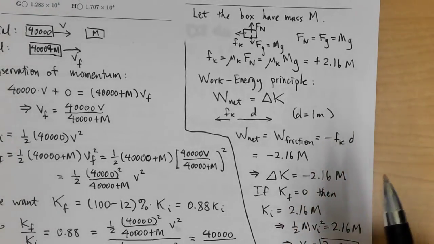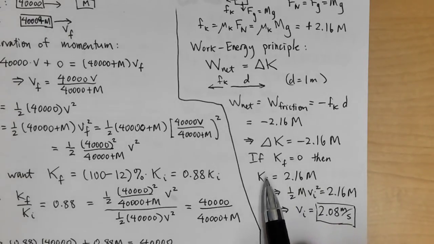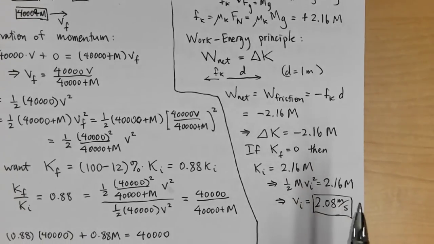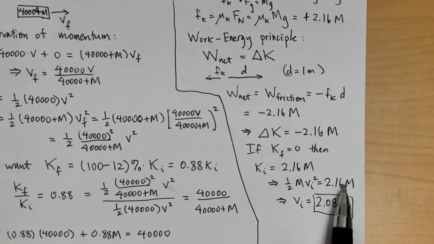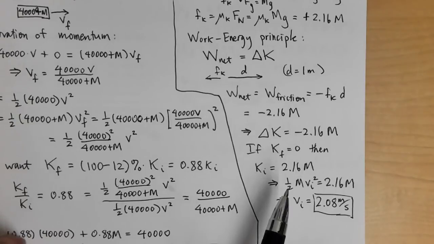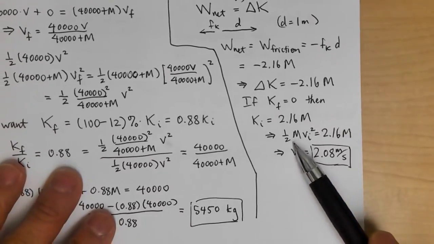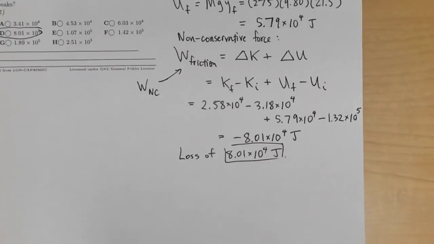Now we have the change in the kinetic energy. If we say that the box will stop after 1 meter, then K final is equal to 0. That means the initial had to be 2.16 in order for the change to be negative 2.16. So we get 1/2 m v initial squared is equal to 2.16 m, and the m's drop out, so we get v initial is equal to 2.08 meters per second. Again, if you wanted to just set m equal to 1, that would have worked just fine. You would have gotten 1/2 v i squared is equal to 2.16 at this stage. Okay, let's go on.